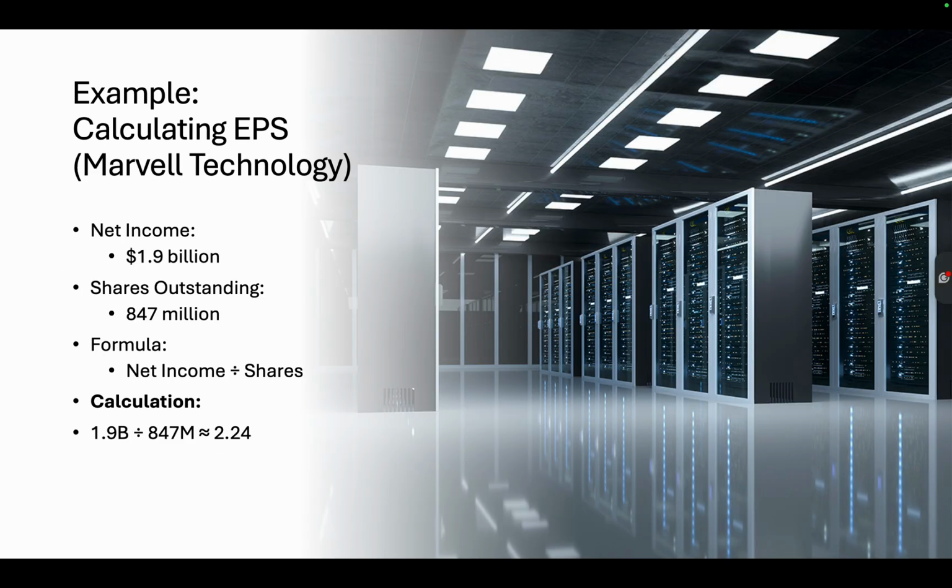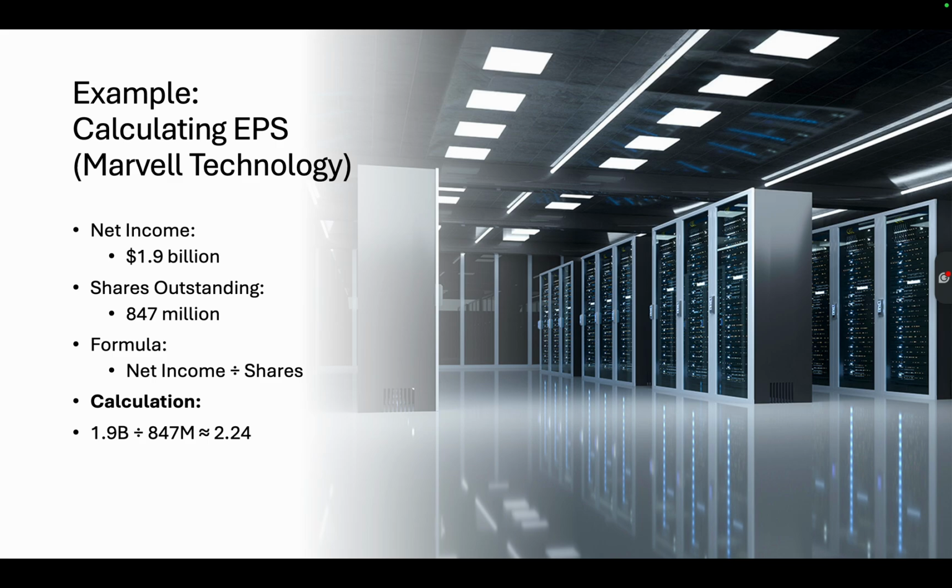Now let's look at a real-world example using Marvell Technology. They reported about $1.9 billion in net income and have roughly 847 million shares outstanding. To calculate EPS, we divide the net income by the number of shares. That gives us approximately $2.24 per share. So what does that mean?